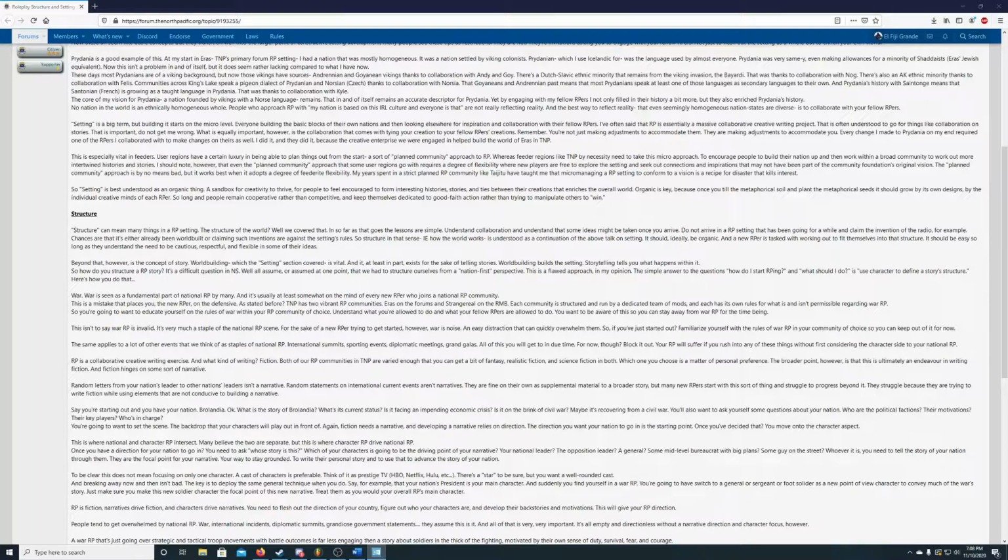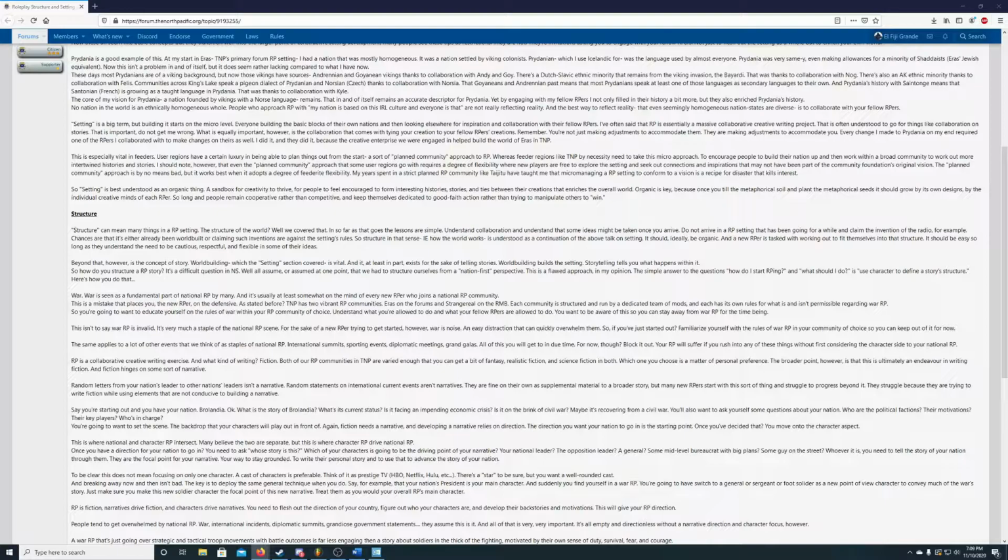No nation in the world is an ethnically homogenous whole. People who approach RP with "my nation is based on this IRL culture and everyone is that" are not really reflecting reality. And the best way to reflect reality, that even seemingly homogenous nation states are diverse, is to collaborate with your fellow RPers. Setting is a big term, but building it starts on the micro level.